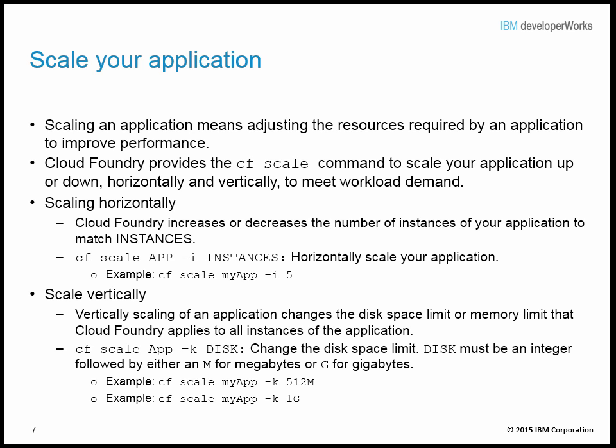Scaling vertically. Vertically scaling an application changes the disk space limit or memory limit that Cloud Foundry applies to all instances of that application. Command line for scaling vertically: use cf scale APP -k DISK to change the disk space limit applied to all instances of your application. Disk must be an integer followed by either an M, for megabytes, or G for gigabytes. Here are a couple of examples.